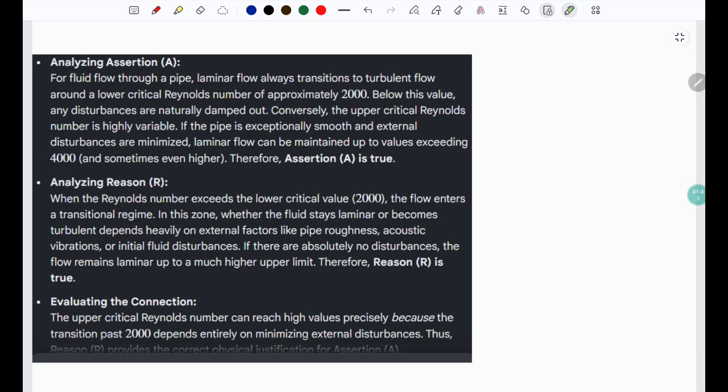Then the reason was asking that when the Reynolds number exceeds the lower critical value, the flow enters a transitional regime, which is fine. In this zone, whether the fluid stays laminar or becomes turbulent depends heavily on the external factors. Yes, after your Re has exceeded 2000, whether it stays laminar or becomes turbulent will heavily depend upon the pipe roughness, vibrations, or any initial fluid disturbances. If there are no disturbances or external factors, the flow remains laminar up to a much higher upper limit. Hence, reason is also true.